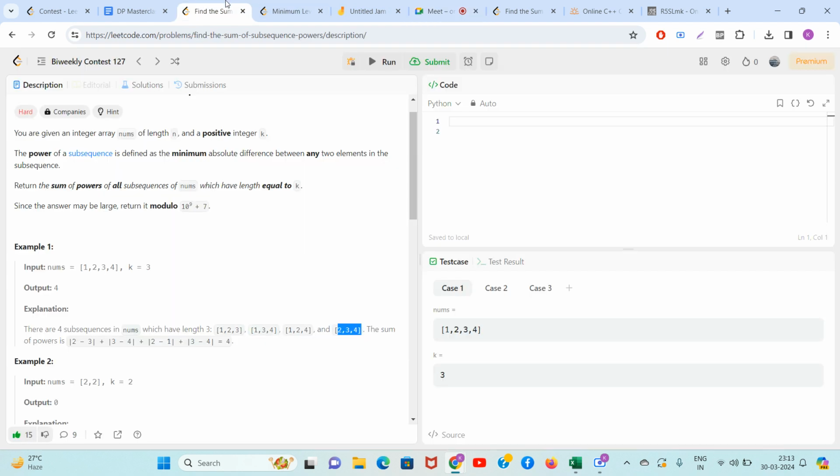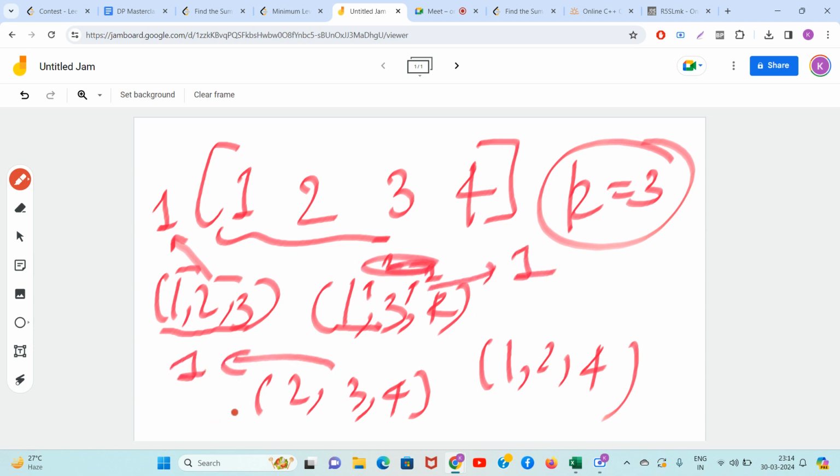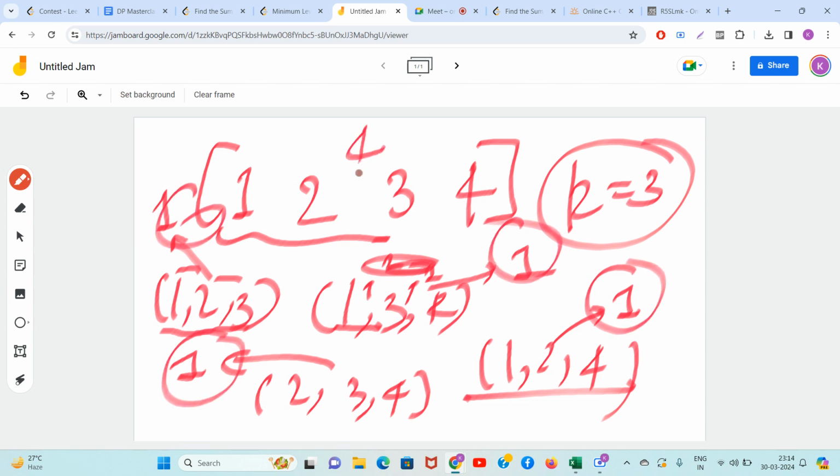But guys, what is the minimum absolute difference for all of them? If you take the adjacent differences for the first one, the minimum is one only. So this subset will contribute one to the answer. For 1 3 4, the differences are 2 and 1, and the minimum is 1. Here also the minimum difference of any two numbers is 1, and here also. So 1 plus 1 plus 1 plus 1 will give you totally 4.